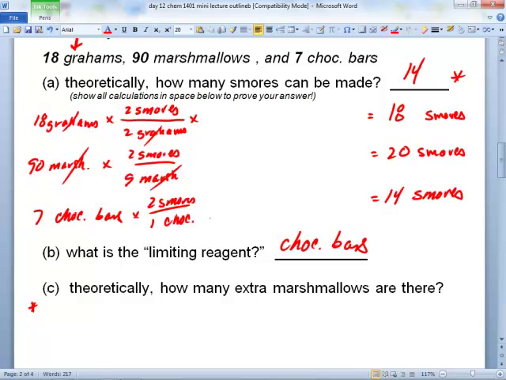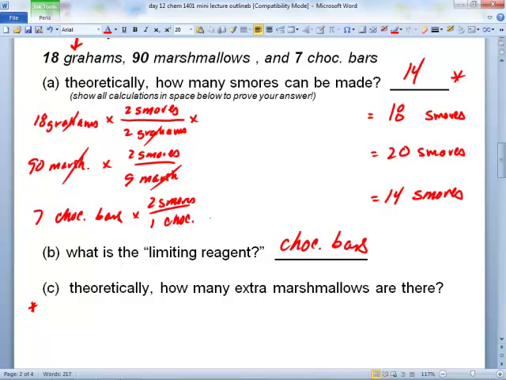For all these funky, weird questions, how many extra of this? How much of this is left over? Always use the limiting reagent. Use it to answer all questions. So in this case, you'd be using the 7 chocolate bars. Use the limiting reagent to answer all these funky, weird questions.